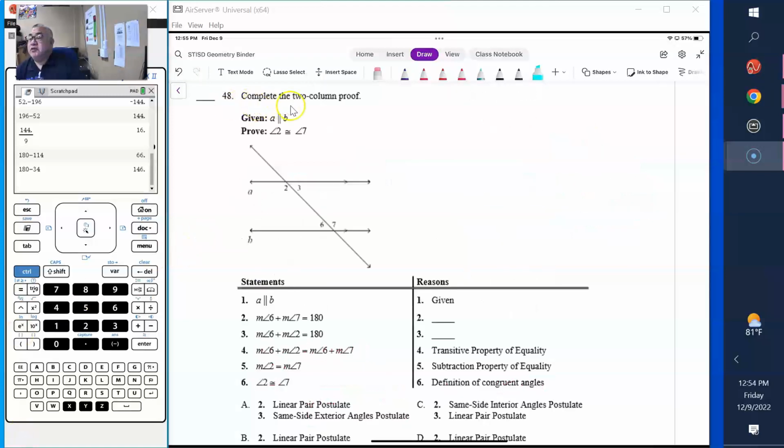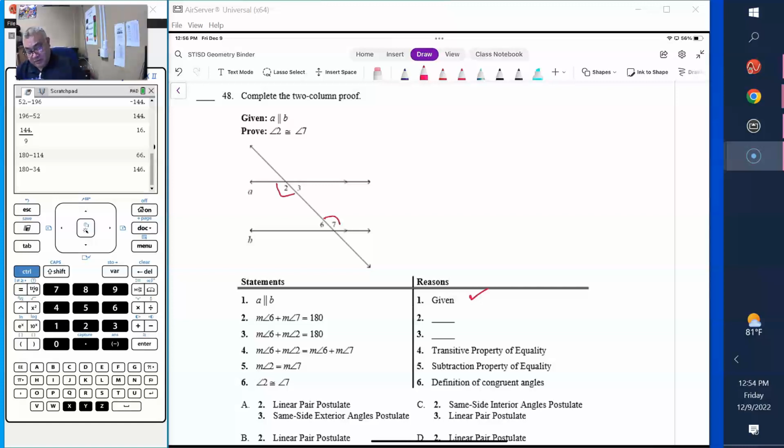Number 48. Complete the two-column proof. A is parallel to B. That was given. A is parallel to B, that's what we know, and you want to prove that angle 2 is congruent to angle 7.